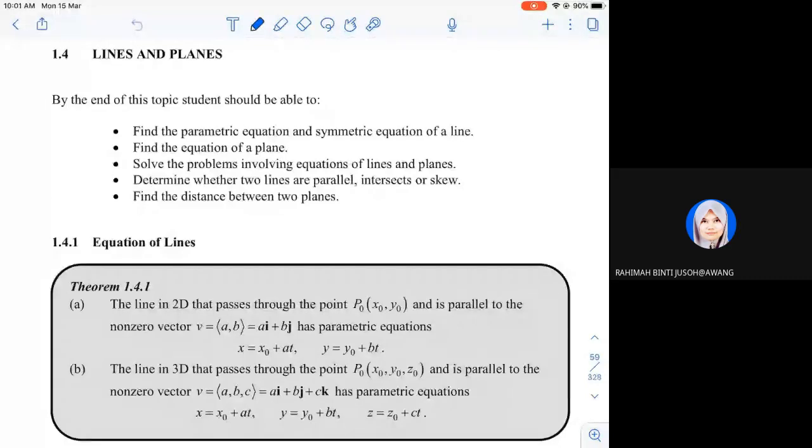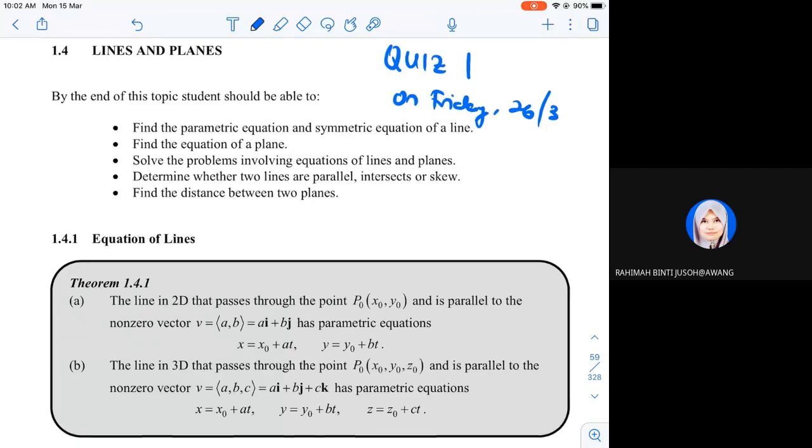You will sit for your quiz 1. Okay, quiz 1 next week on Friday, 26th of March. But don't worry, normally, as what we practice in previous semester, we will open the quiz for 24 hours. So you don't have to worry. You can answer the quiz at any time when you're free. Okay, so quiz 1 will be held using kalam.